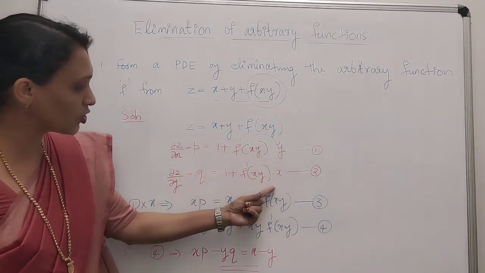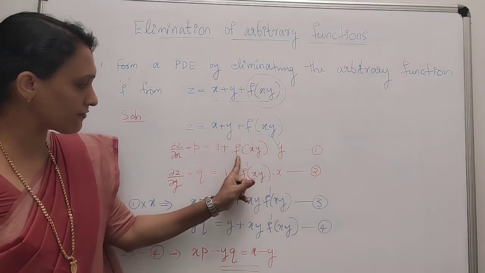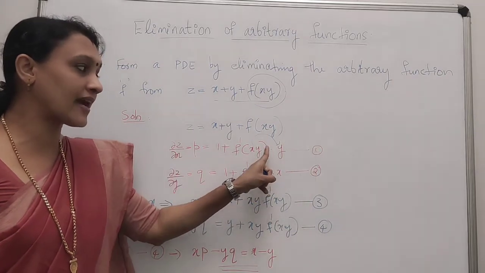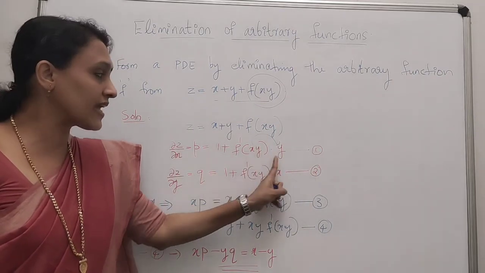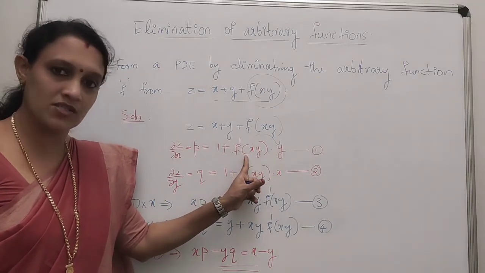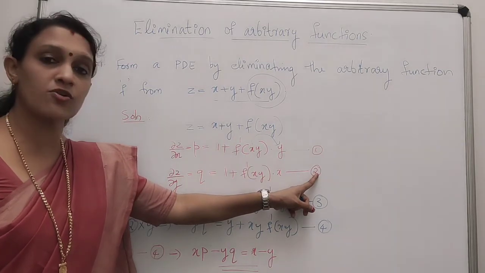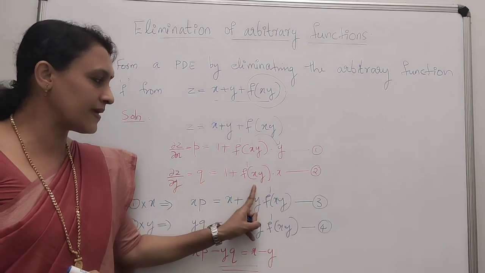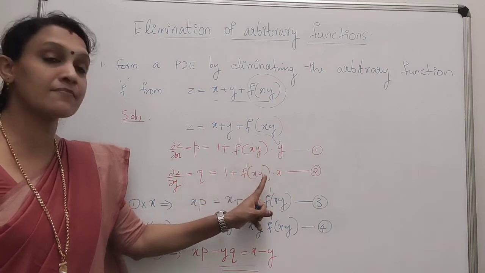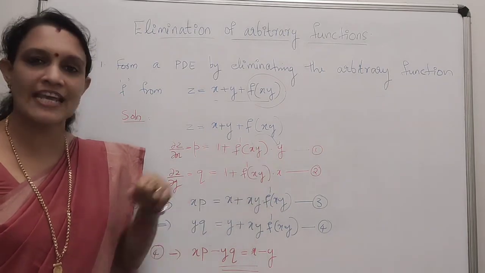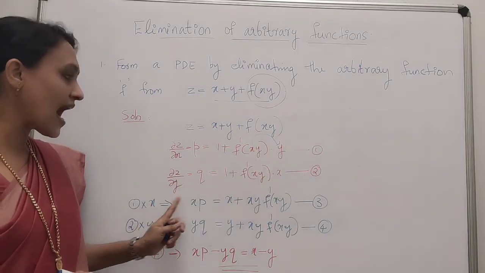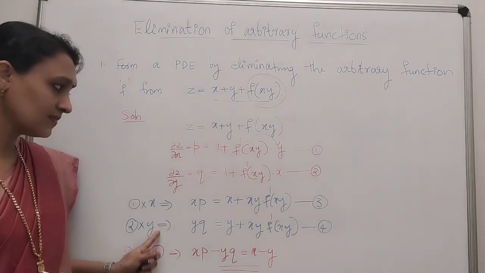Now you observe 1 and 2. Here we have y into f dash, here we have x into f dash. When we multiply the first equation throughout by x, we will get the second term as xy into f dash of xy. Similarly, if you multiply equation 2 by y, this term will be y into x, that means xy into f dash. So these two terms are equal. So what I am doing is multiplying equation 1 by x and equation 2 by y throughout.